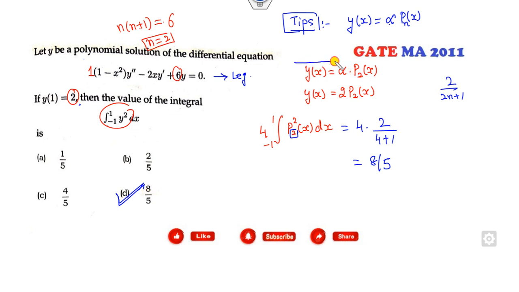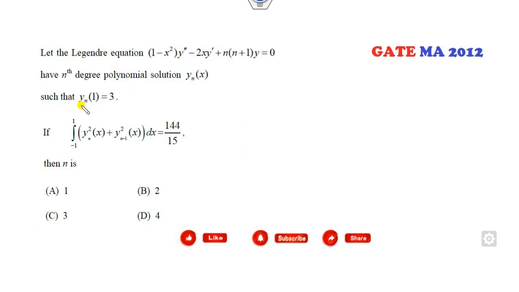Always remember, whenever the initial condition is given to you, you can use this approach: alpha times whatever the n you have obtained. Now again you can see the initial condition is given to you, so your solution will be y is equal to alpha, which is my 3, times Pn. Now you can see n is not given to you, so there is no issue. This is my solution. I can substitute here.